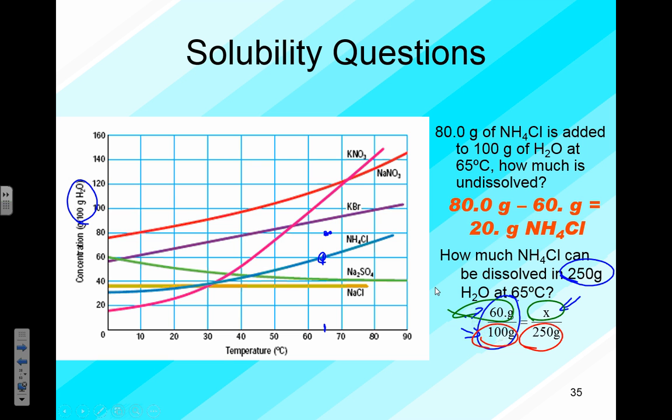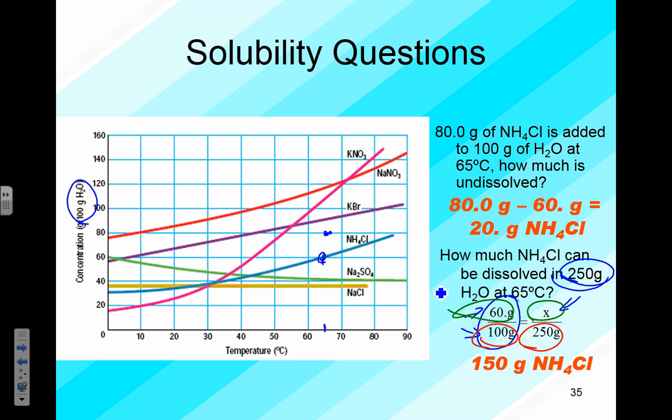Solve for x. So that's going to be 60 times 250 divided by 100. And because of my 60 decimal point and my 250, which only has two sig figs, my final answer would best be described to two sig figs, and that would round to 150 grams of ammonium chloride.